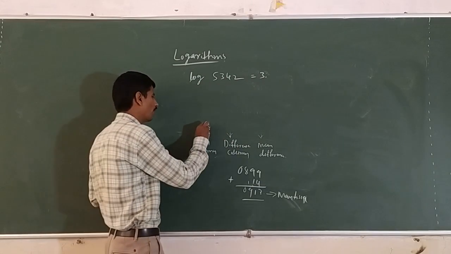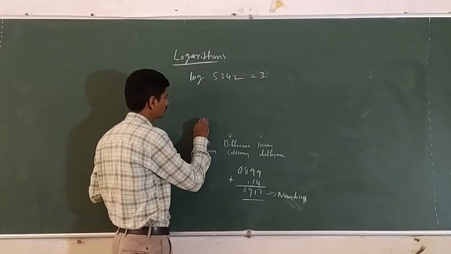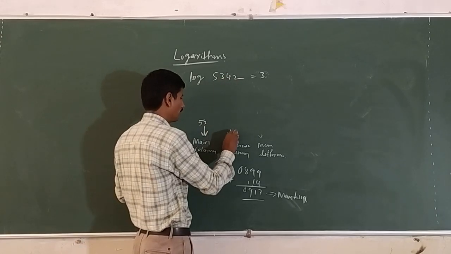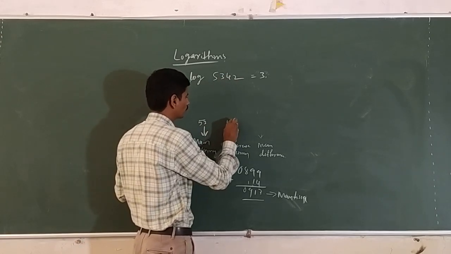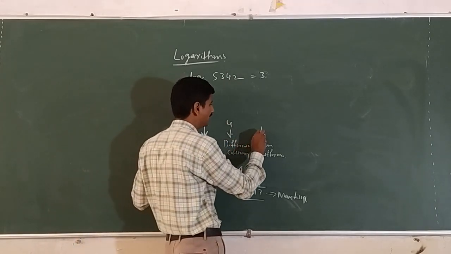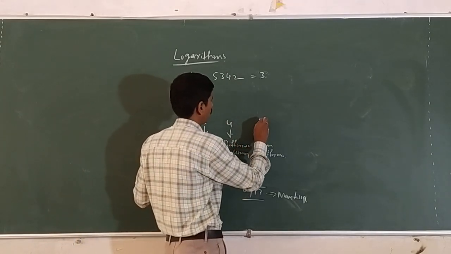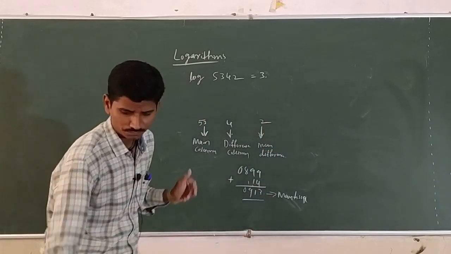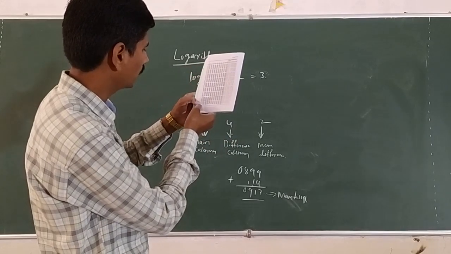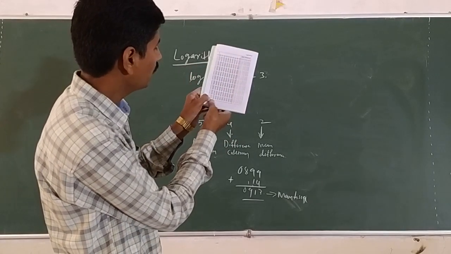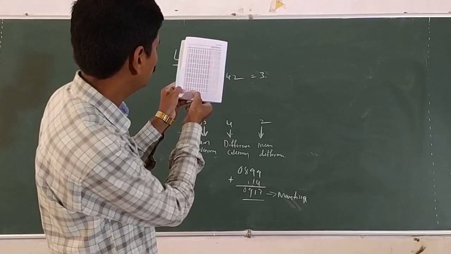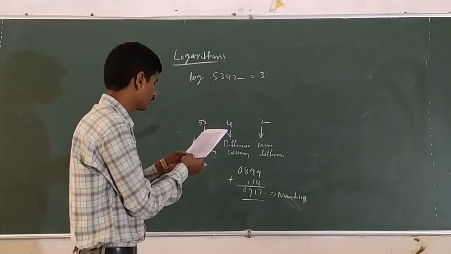Here, the first 2 digits, 53, you search in the main column. The third digit you search in the difference column. The last digit, 2, you search in the mean difference column. Okay, 53 is there now. The next third digit is 4. 53, 4 is 7275. The value is 7275.